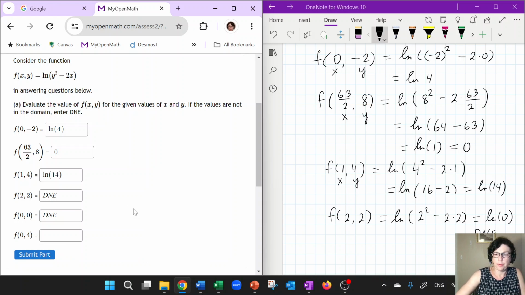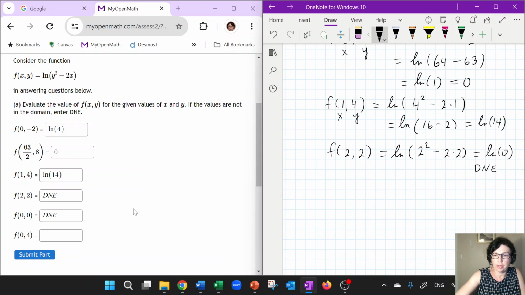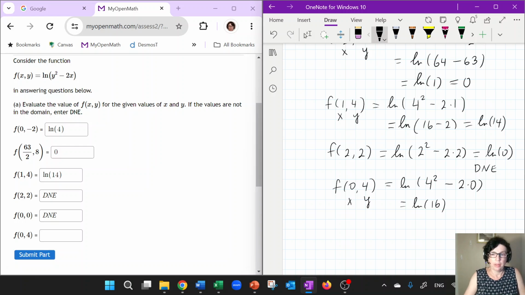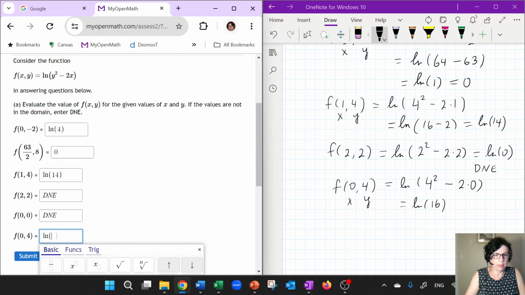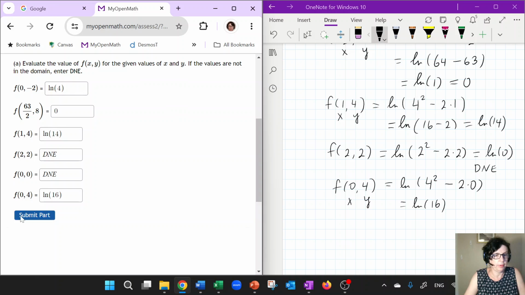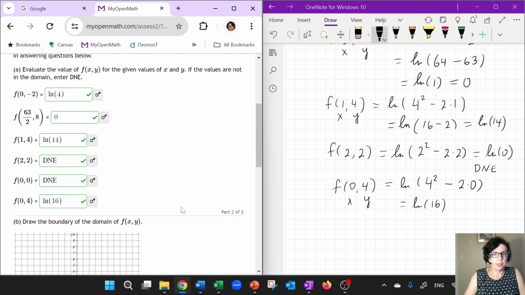Now, how about f of 0, 4? So let's take a look at that. Here we're substituting 4 for y, and then we're substituting 0 for x. So that's just natural log of 16. I mean, you could maybe simplify it, but I will just leave it like that. Okay, so that's all done.